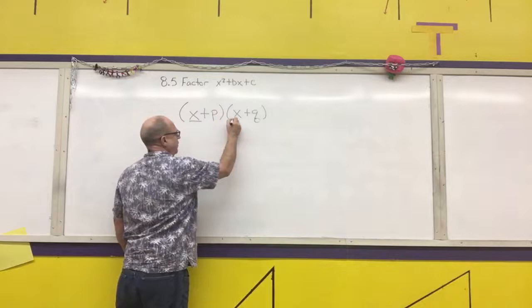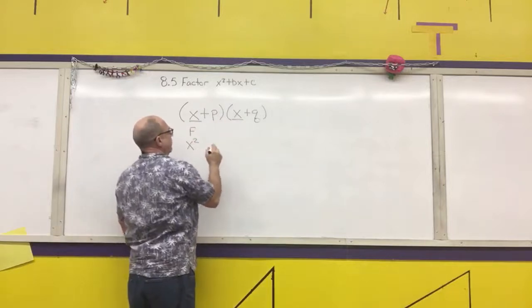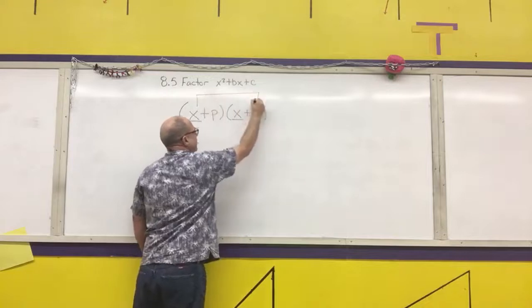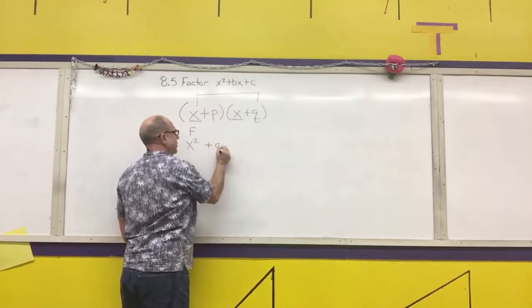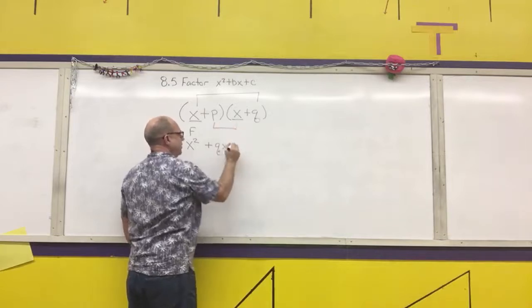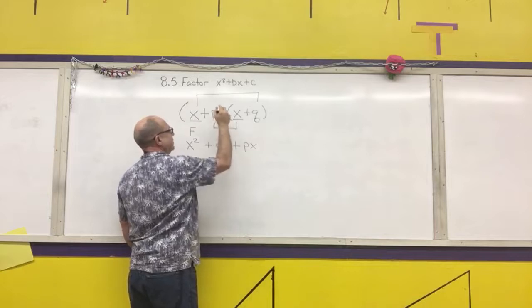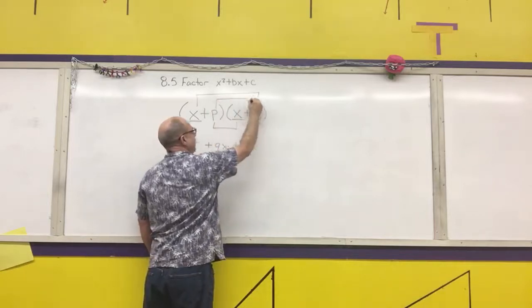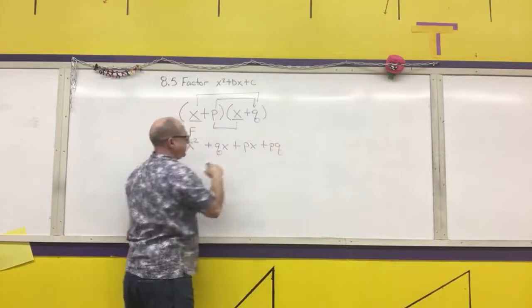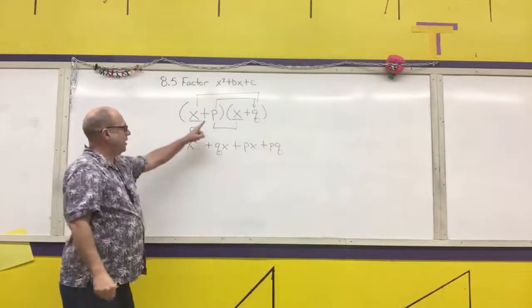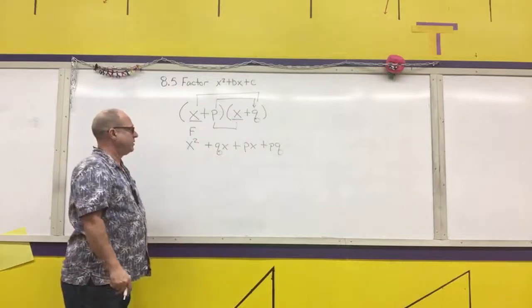So F is the first, outer would be q times x. The inner would be p times x. And then the last are p times q. Remember that p and q are going to be numbers where x is the variable in this case.